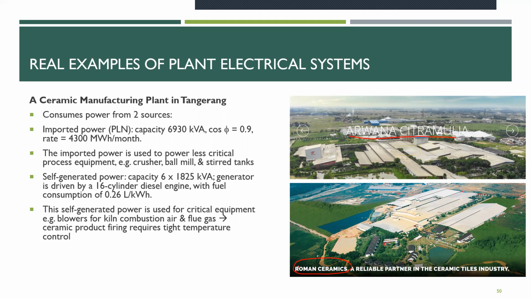Commonly, ceramic plants consume power from two sources. The first one is imported power from the PLN, with a capacity of around 6,930 kVA, and a power factor, which we already learned about in last week's meeting. The power factor of this system is 0.9, with a rate of power of 4,300 megawatt hour per month. This imported power is used to power less critical process equipment such as ball mill, stir tanks, crusher, and so on.